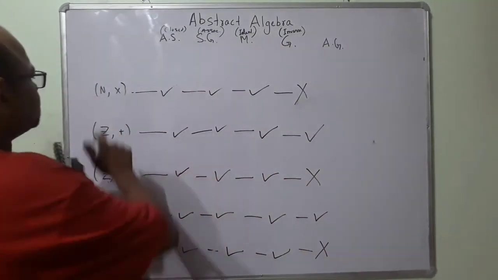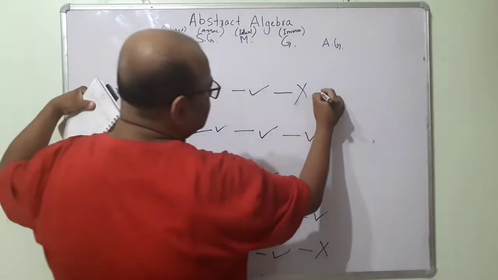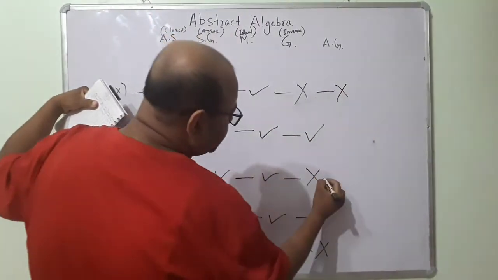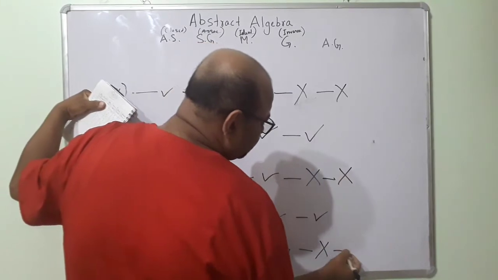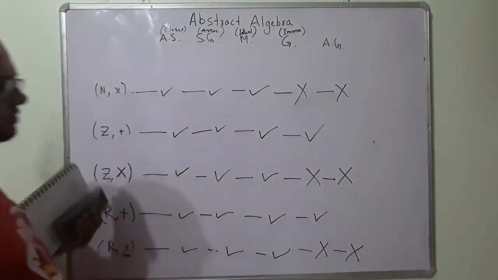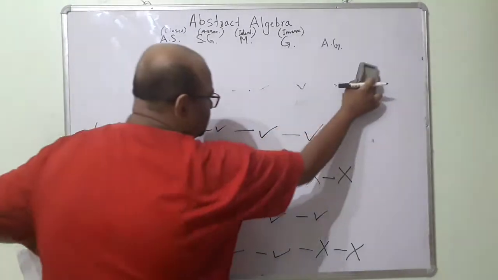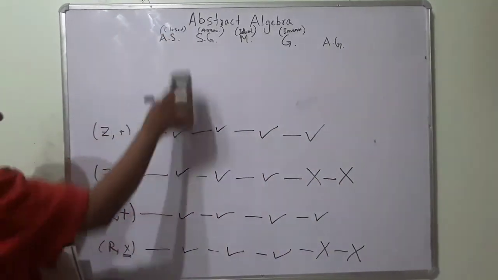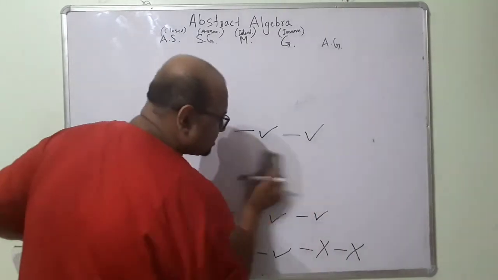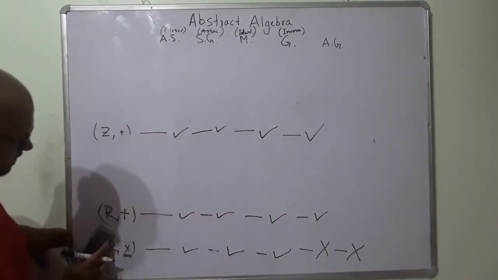Now because this is not a group, it is not an abelian group. Since it is not a group, it cannot be an abelian group. Okay. So we are done with this. We are done with this, and we are done with this.